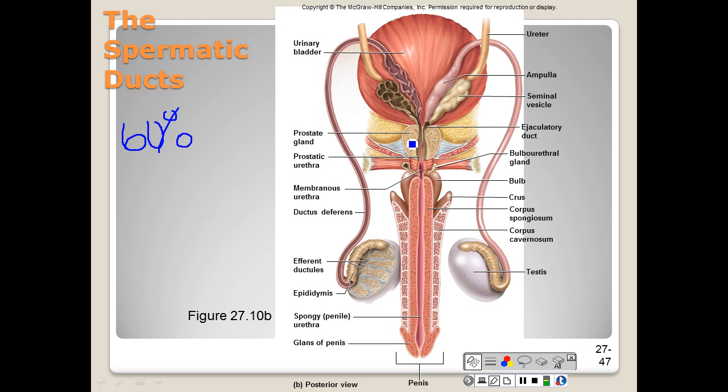Now the prostate secretion constitutes just 30%. So this is the seminal vesicle, and this is our prostate gland. Of course, we're going to have one more.